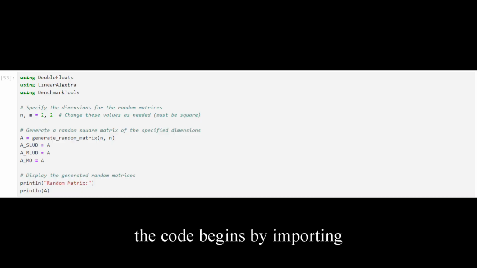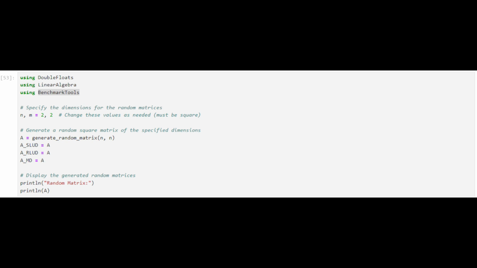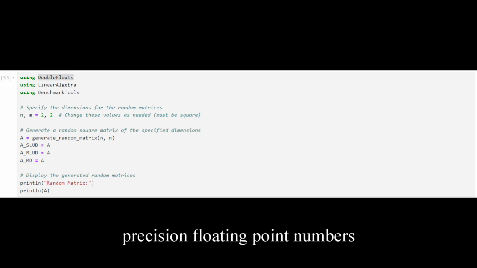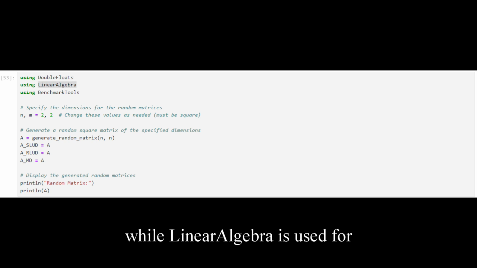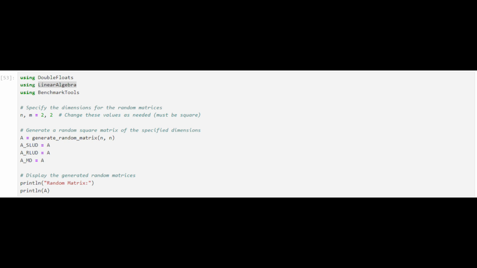Firstly, the code begins by importing three Julia packages: double floats, linear algebra, and benchmark tools. Double floats is likely used for creating matrices with higher precision floating point numbers, while linear algebra is used for some basic linear algebra operations. Benchmark tools is used for benchmarking code performance.